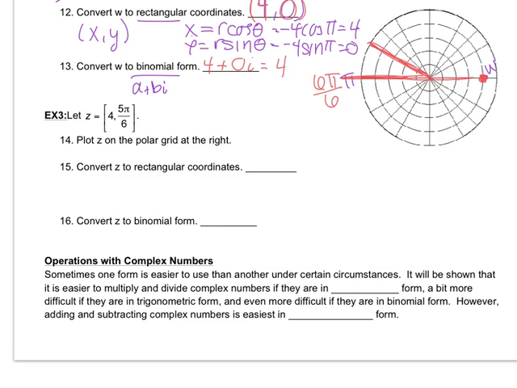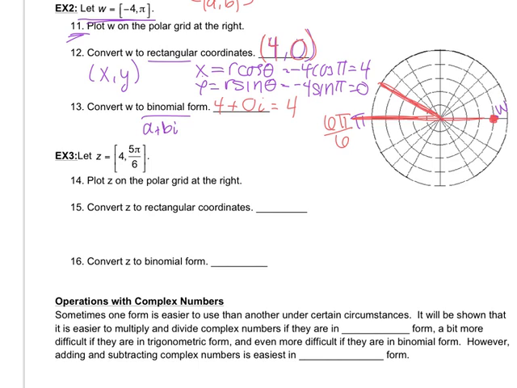So I'm going to erase the lines I just made, but just to reason through where that would be, we've got 5 pi over 6 right there. I'm just going to erase the mess I made. No, I'm not. It's not working. Okay, well that's where 5 pi over 6 is. And then our r is 4, so we'll go out 4, 1, 2, 3, 4. And there's our point Z.